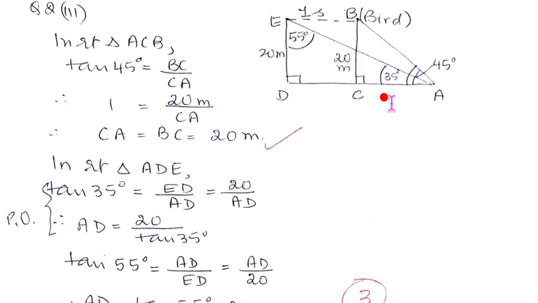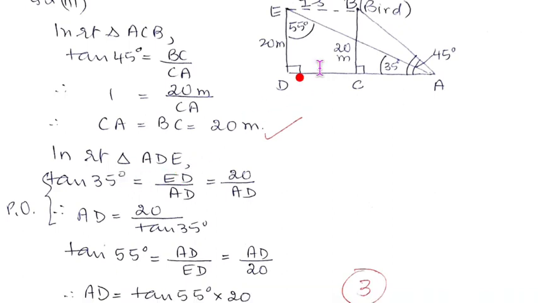Okay, so we have this CA, this is also 20. In triangle ADE, we will take tan 35, and that will be ED upon AD. So that will give me AD equal to tan 35 comes here. Now I know tan 35 is going to give me a decimal number with maybe 4 decimal places. I do not want to do this, so I just say please omit, and instead I will take this angle. Instead of this 35, I'll take 55.